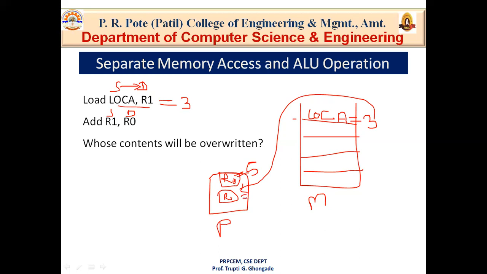Now the data which is stored at R1 is 3. We have to add this 3 with 5. That means 8. And where do we store this result? In R0. That means the contents of R0 will be overwritten and this 5 will become 8.